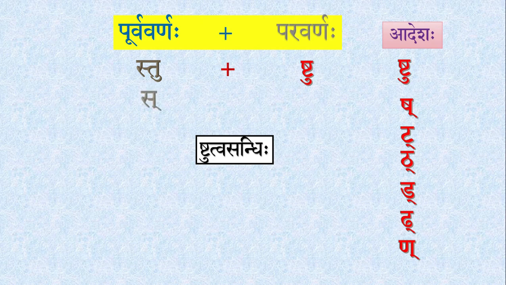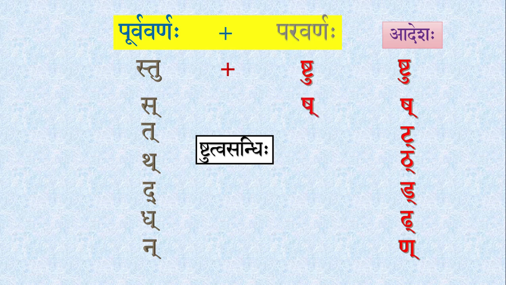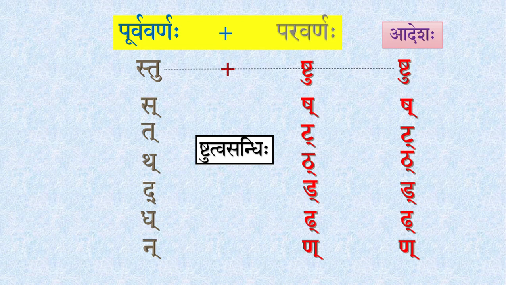The letters that occupy the position of purva varnaha remain the same as that of shtutva sandhi, that is stu, which are nothing but sa, ta, tha, da, dha or na. Now what are the paravarnaha? Yes, they are shtu letters. The paravarnaha and adeshaha are letters from the same group. The formula says that the stu letter disappears and in its place shtu letters enter.